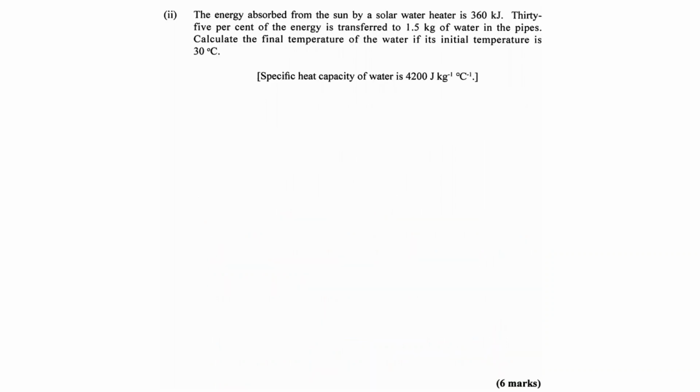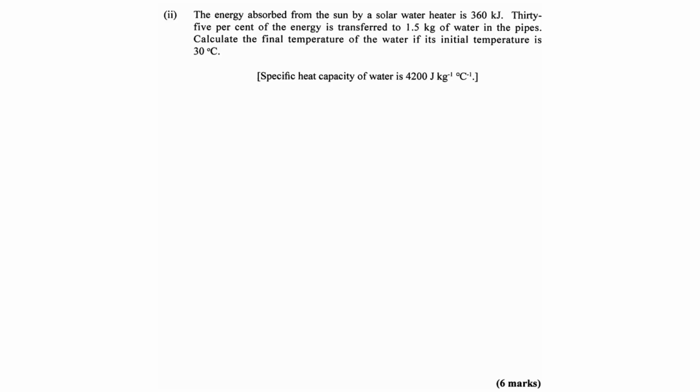Part 2. The energy absorbed from the sun by a solar water heater is 360 kilojoules. 35% of the energy is transferred to 1.5 kilograms of water in the pipes. You are to calculate the final temperature of the water if its initial temperature is 30 degrees Celsius, using the specific heat capacity of water being 4,200 joules per kilogram degree Celsius, for 6 marks.